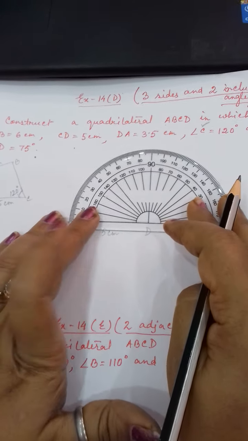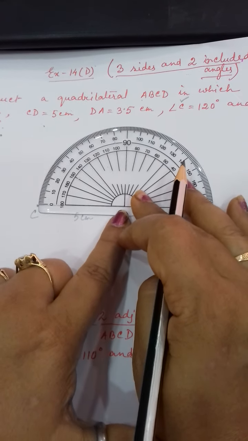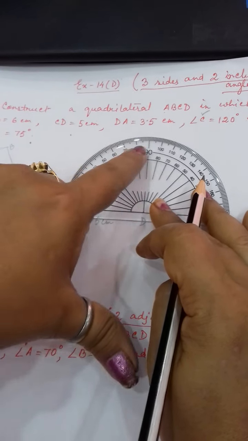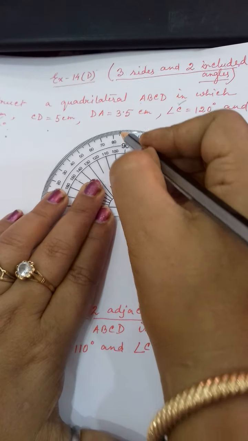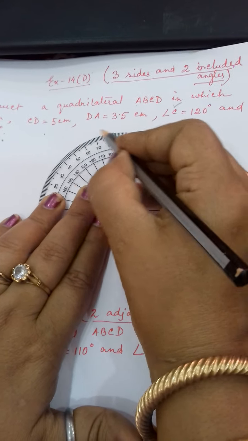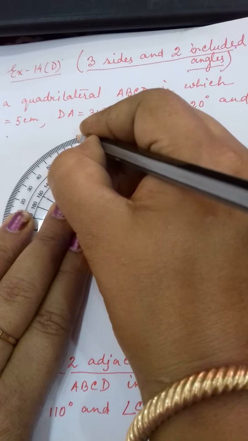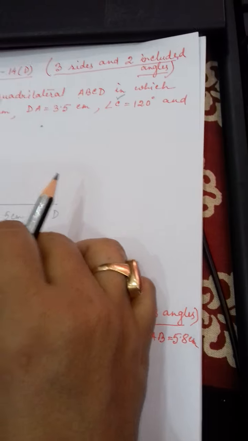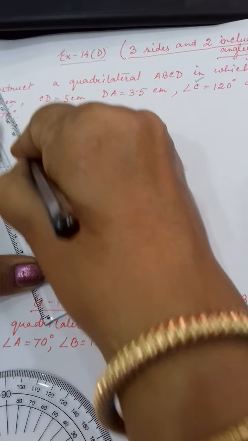And you construct angle D. D is the center at this point. Clear? So you consider 0 from this side. Angle D is 75 degree. 75 degree is less than 90 degree, so it is an acute angle. Clear? It is 75 degree. Now after that you join the points.